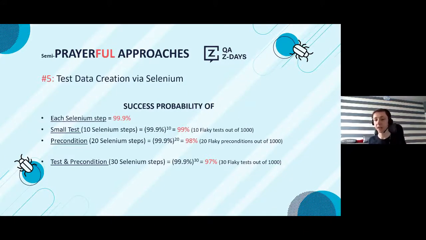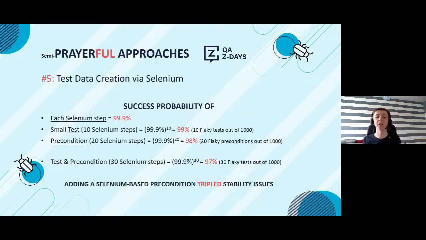So what does it mean? It means that you will have 30 tests that may fail, may not fail, you're not sure about it, 30 such tests out of 1,000. It can be a big number for your project. It can be a small number for your project. It depends. But anyway, the main idea is that for our specific example, adding a Selenium-based precondition tripled the stability issues. And in my world, it's not how it should work.